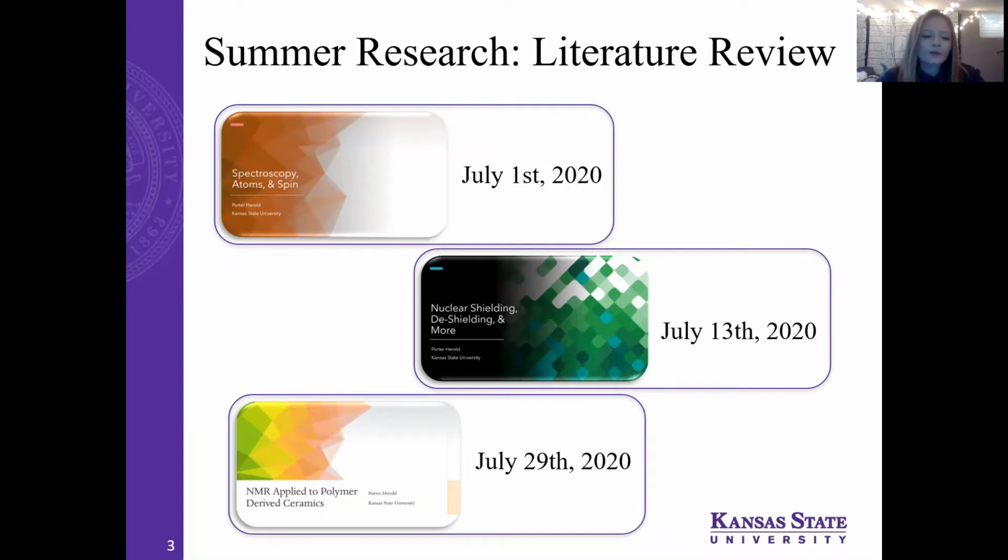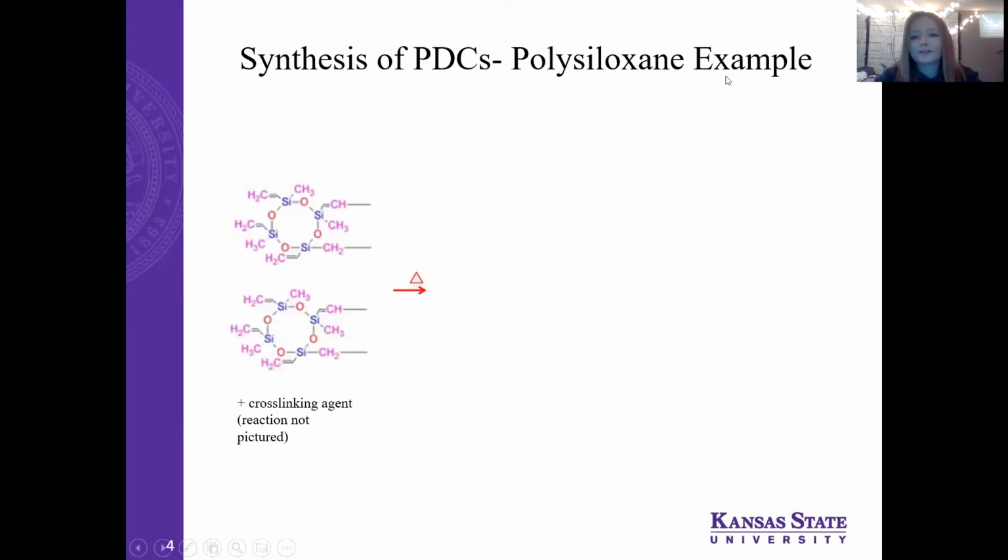So now that we've learned about the properties and the benefits of PDCs and low-temperature polymer processing, I will talk about the synthesis of PDCs in detail, and I'm going to use polysiloxane as an example. So when we synthesize these, we start with a liquid oligomer, and one thing to note here is that we do use a cross-linking agent, but this is a catalyst, and so the reactions that it creates are very short-lived, and so we aren't picturing them here, but keep in mind that they are there. It does happen. So like I said, we'll start with the liquid oligomers, and then we will cross-link them.